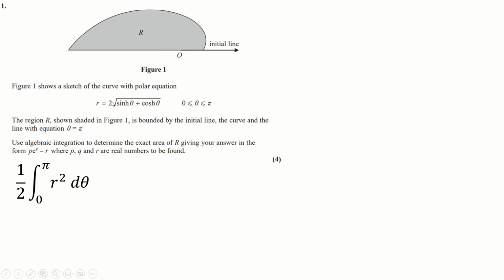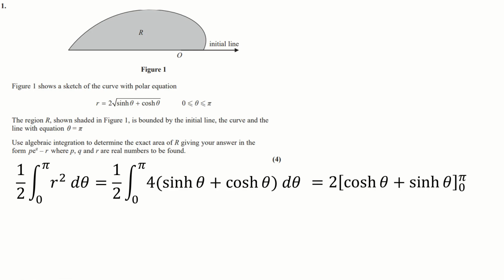R squared, we'll just square this, gets you 4 into this thing here. And then you can integrate sinh and cosh. Sinh and cosh both integrate to each other with no pluses and minuses, so it's super nice. I can use this 4 to make this half into a 2. Put in pi and 0.